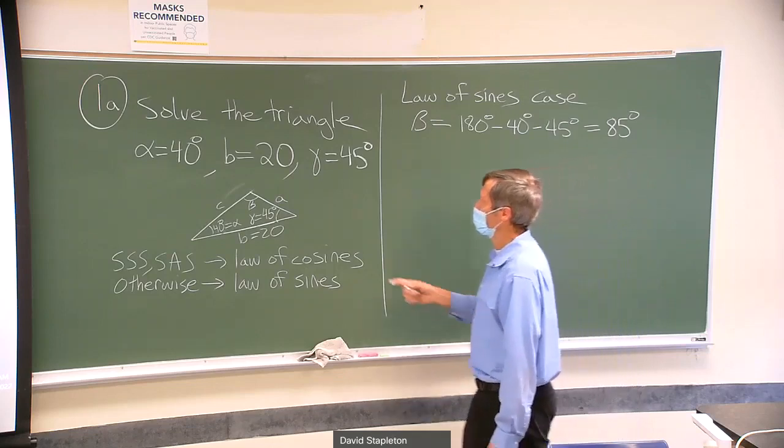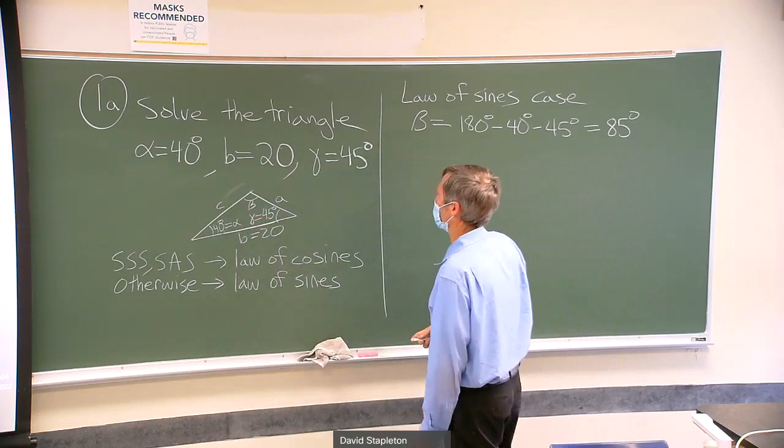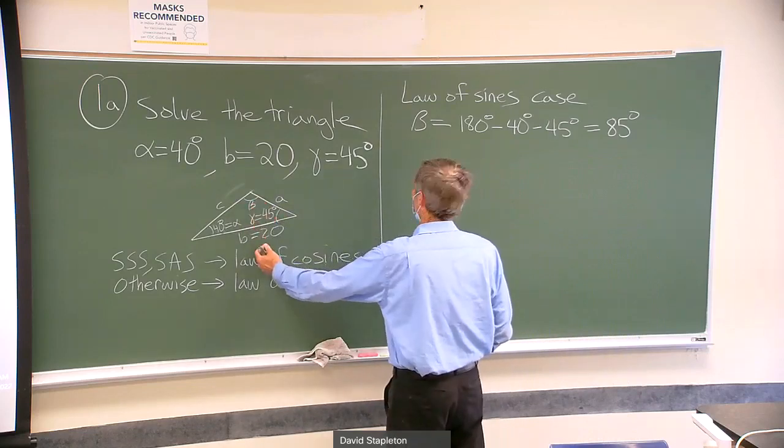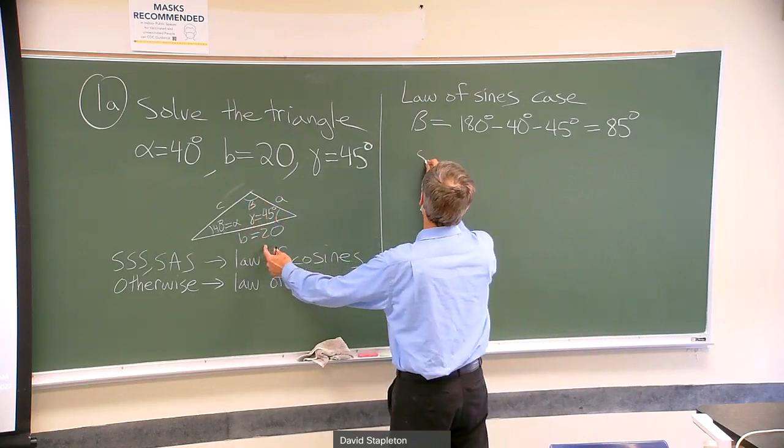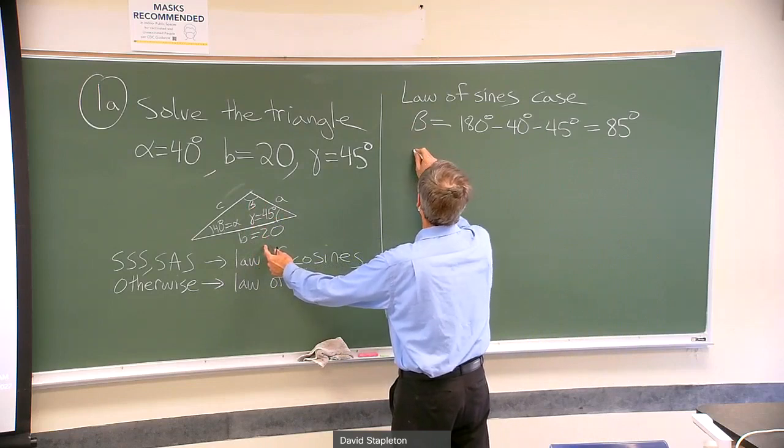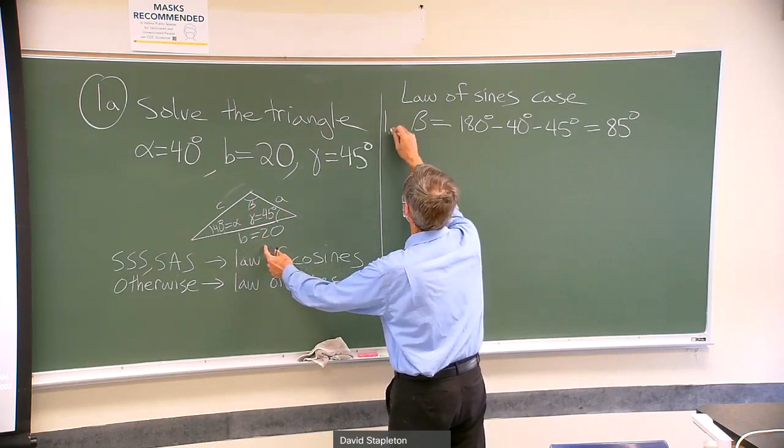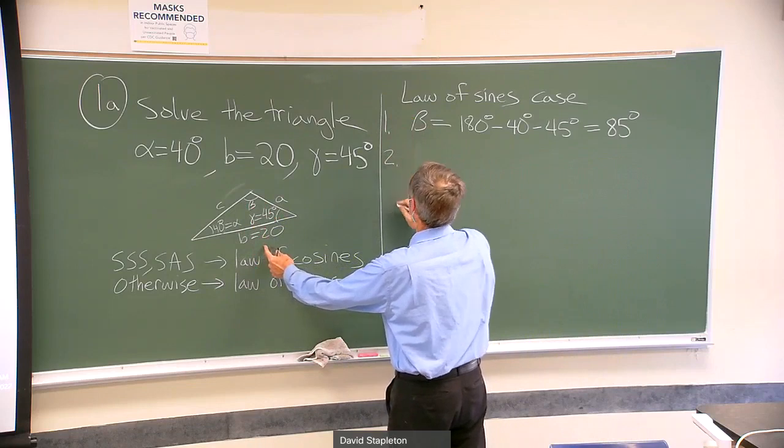I need the two last sides, A and C, and now I have enough to do it because once I have an angle and an opposite side, I can write it with all but one quantity known. So we'll say the law of sines. So here's the sum of angles theorem. Two, the second measurement I can get with the law of sines.